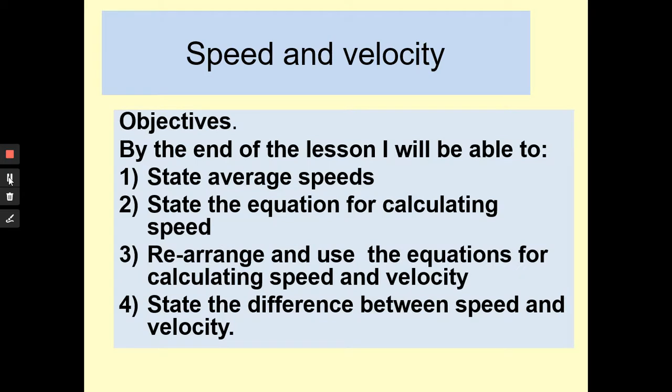So the objectives for today are to make sure that you're able to quote some standard average speeds required by your exam board. Make sure that you're happy with the equation for calculating speed and doing calculations with it, making sure you can rearrange and use the equation for speed and velocity, and again make sure that you are very comfortable with the difference between the terms speed and velocity in physics.